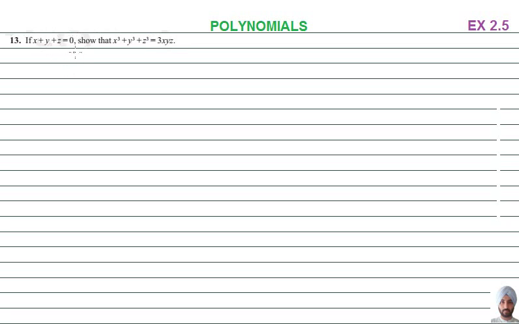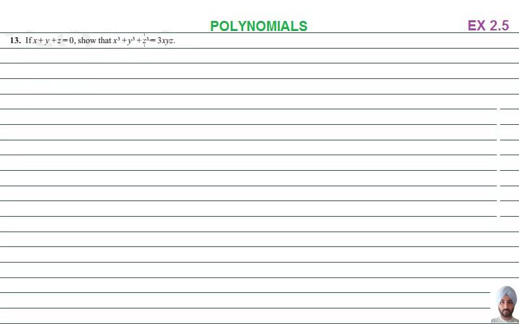So we can do this in 2 ways, one for 1 mark and the other one for 3 marks. I'm going to demonstrate both the ways. First, if the question comes for 1 mark. So this is the condition that x plus y plus z is equal to 0, and this is what we have to prove.